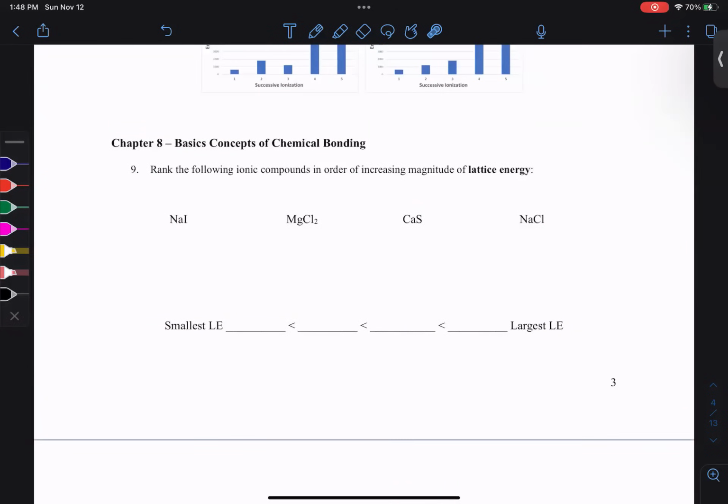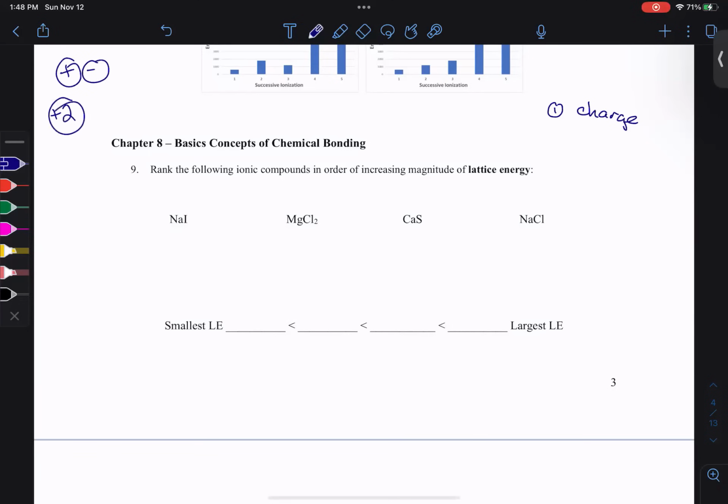So if we look at these 4 different substances, we can order them in magnitude of lattice energy, where the first thing we want to do is look at the charges of the ions present. The trend is the more attracted those ions are to one another, the larger the lattice energy will be. Because if I have a +1, -1 ionic compound, lattice energy is the energy to rip those ions apart.